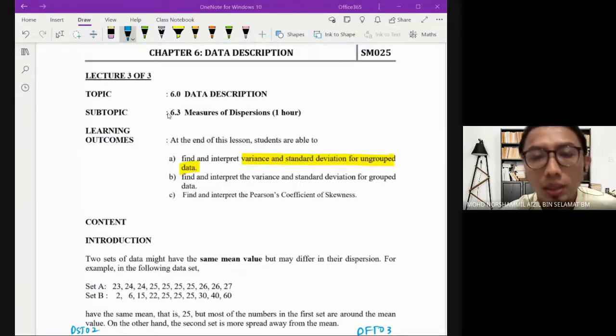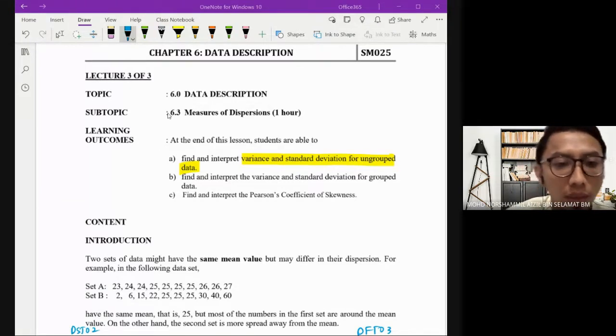Okay, so basically in chapter 6, we have done 90% for both parts, ungroup and group data. We have done completely with measures of location before, involving calculation of mean, mode, median, quartiles and so on, together with measures of dispersion when we calculate variance and standard deviation. Last time, lecture 3, we have done completely with part A and B. So for today, we want to proceed with the last part.